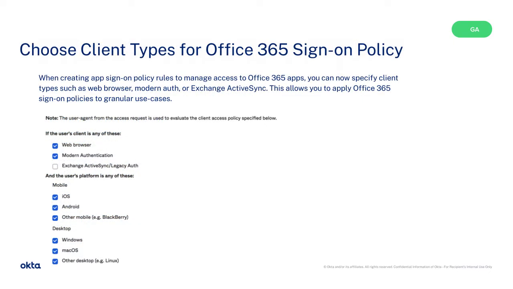When creating app sign-on policy rules to manage access to Office 365 apps, you can now specify client types such as web browser, modern auth, or Exchange Active Sync. This allows you to apply Office 365 sign-on policies to granular use cases.